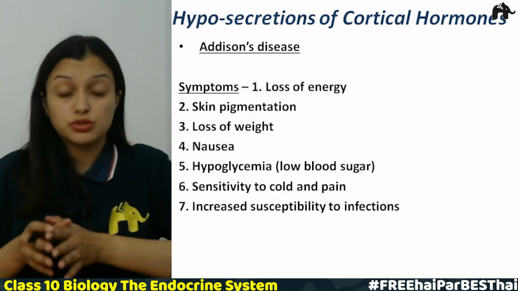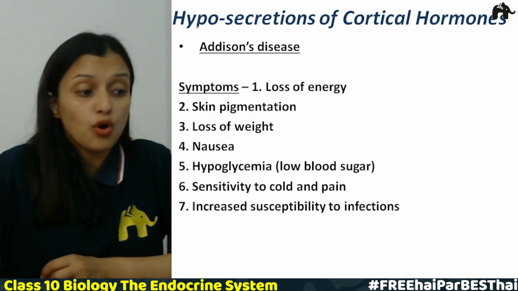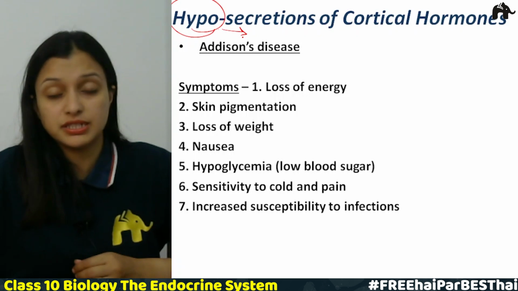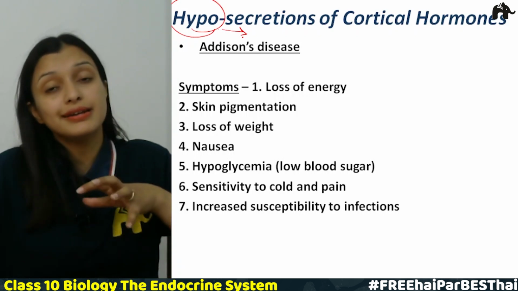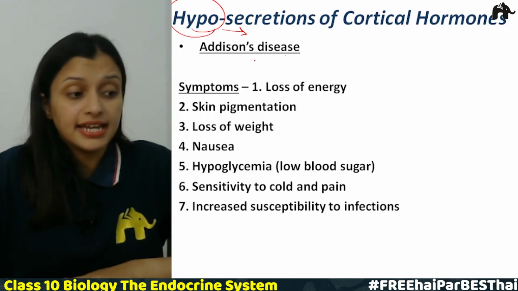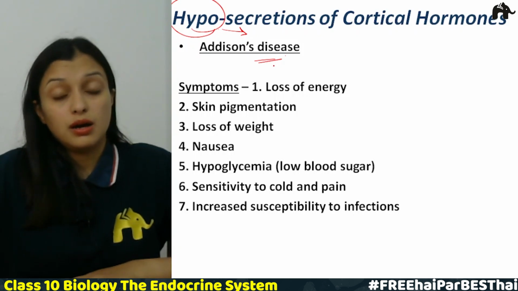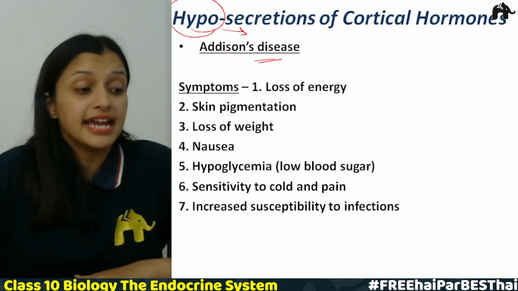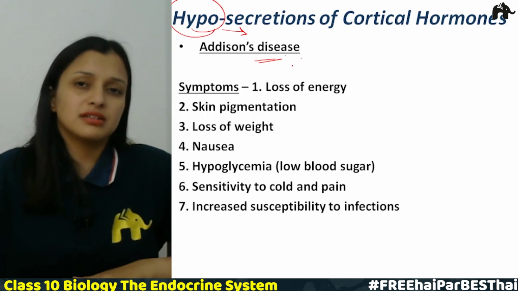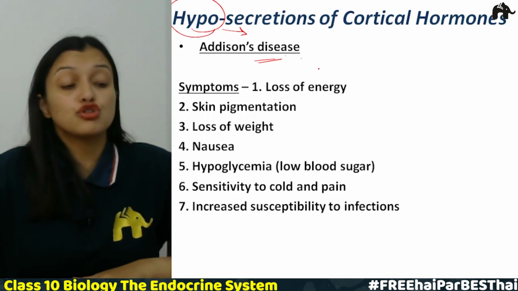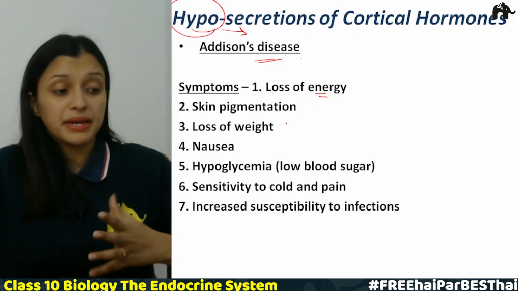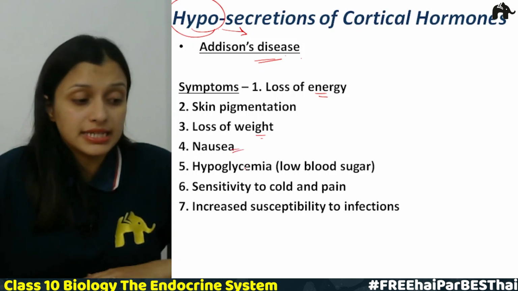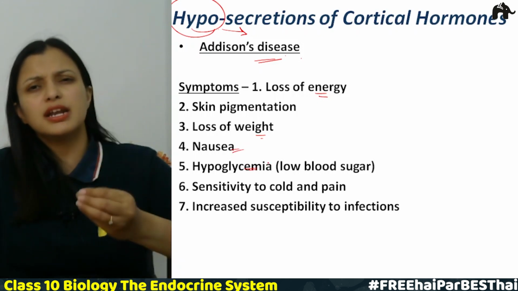Hyposecretion of cortical hormones is a situation where less cortical hormones are secreted, so the cortical hormones are less in the body. In that case, there is a disease with which an individual gets affected, and that disease is Addison's disease. So what are the basic symptoms of this disease? There is loss of energy, skin pigmentation, weight loss, nausea, and hypoglycemia, that is, the blood sugar level is very low.